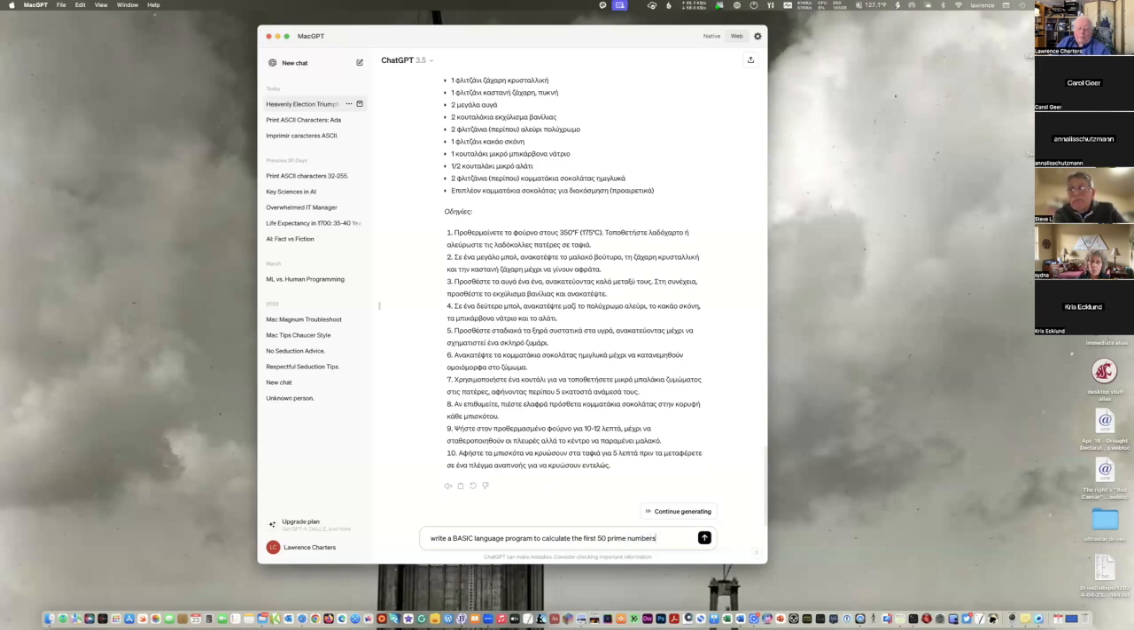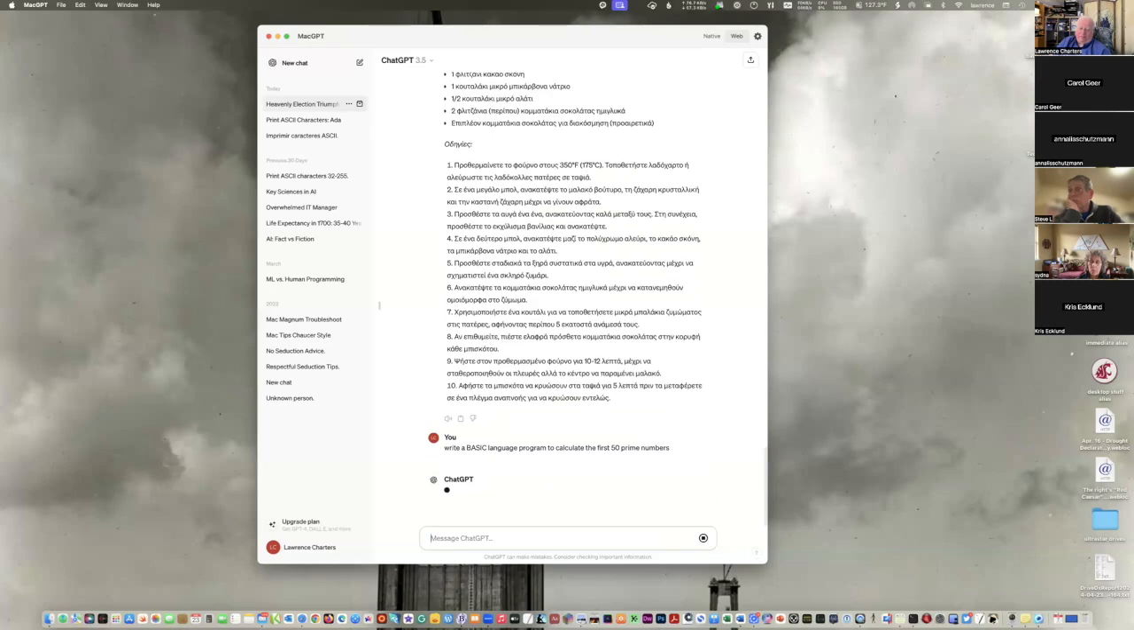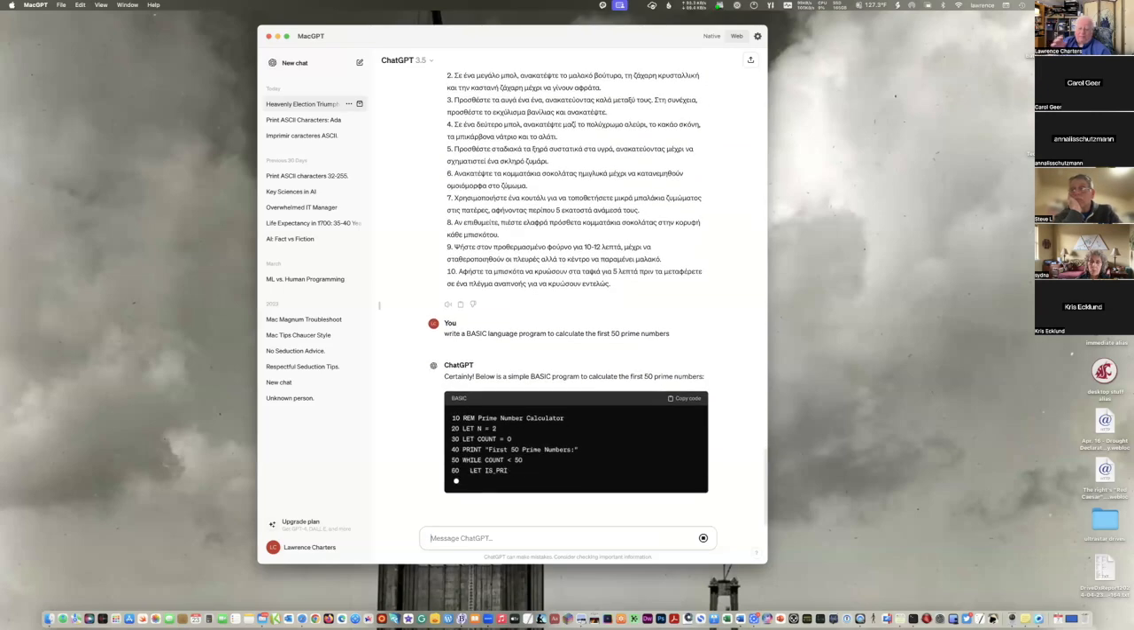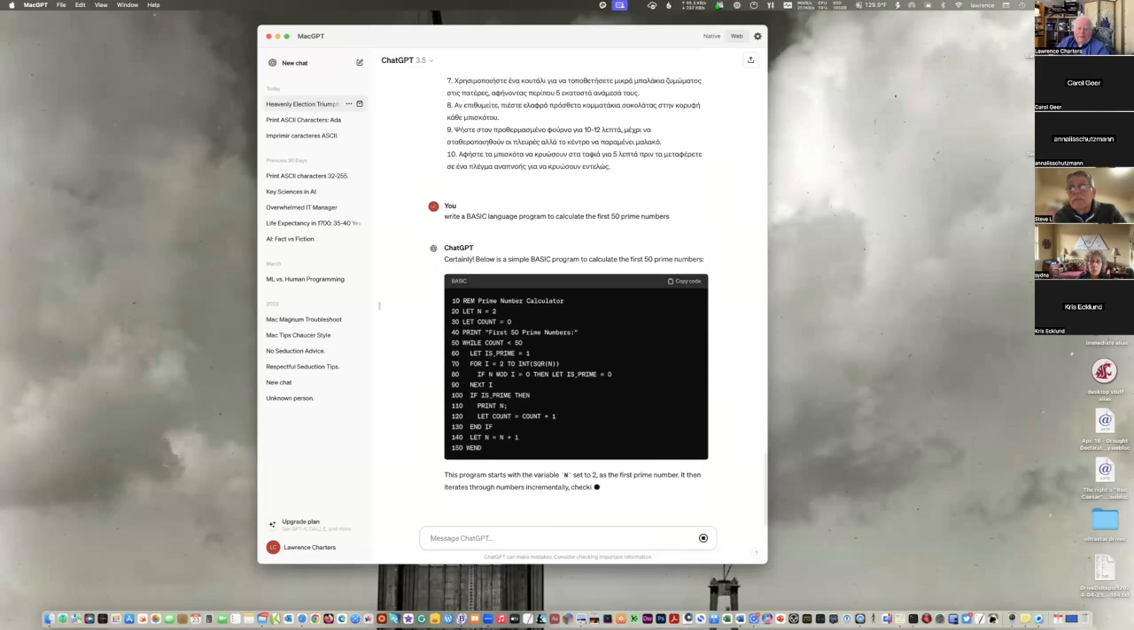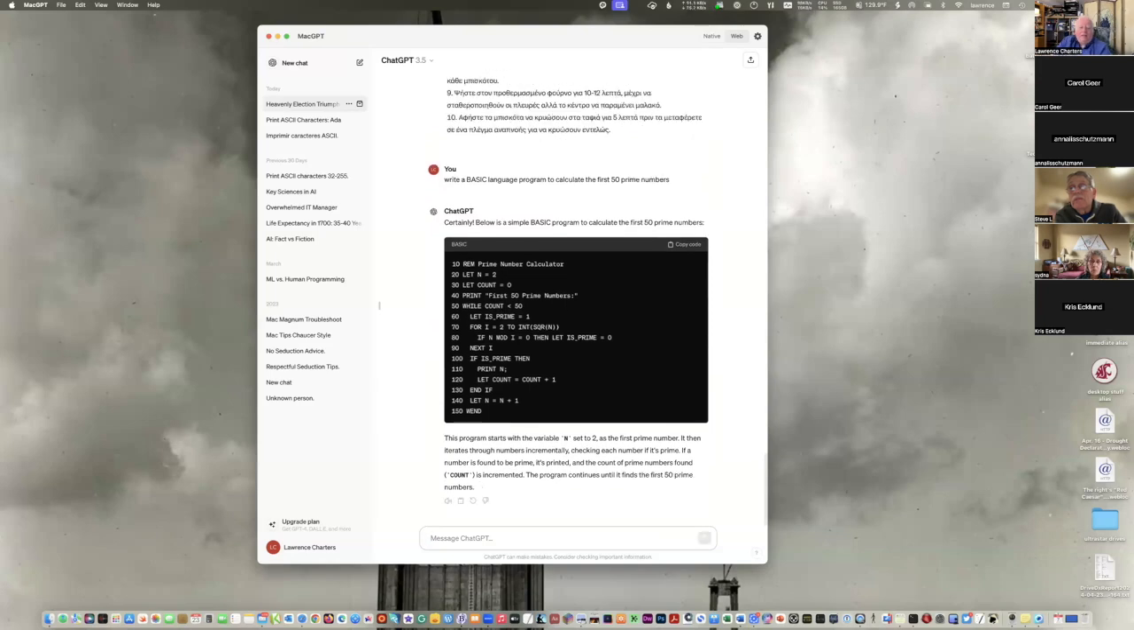Okay, I told it to write a basic language program to calculate the first 50 prime numbers. Why am I doing this? It's because why not? It gives it something specific to do. And that actually would work. It just wrote a program to calculate the first 50 prime numbers. I'm familiar enough with basics that I know that that would work. So yes, it can do things like that.